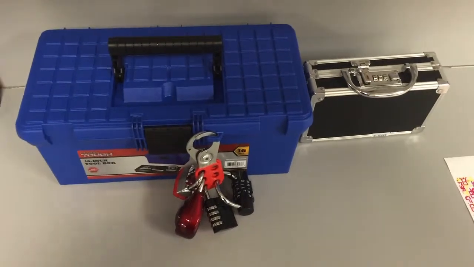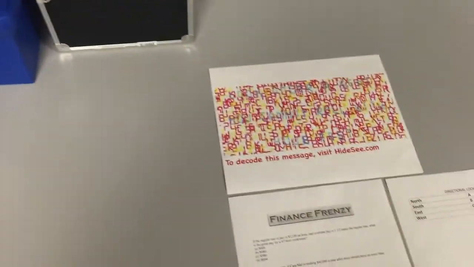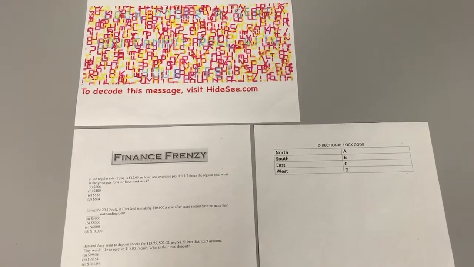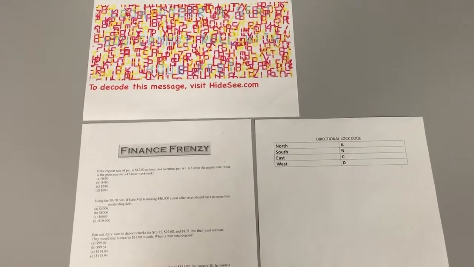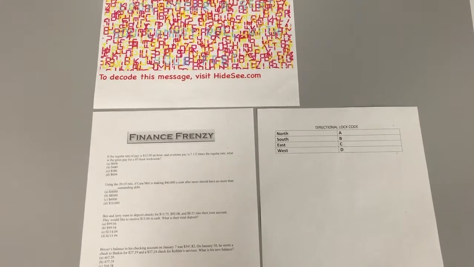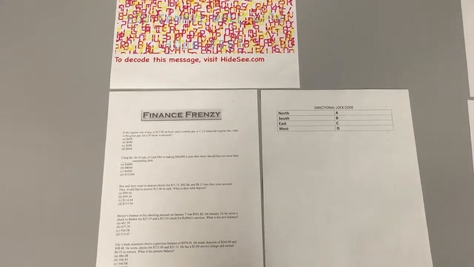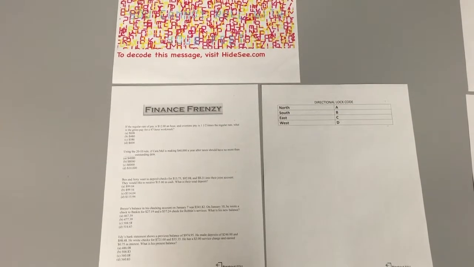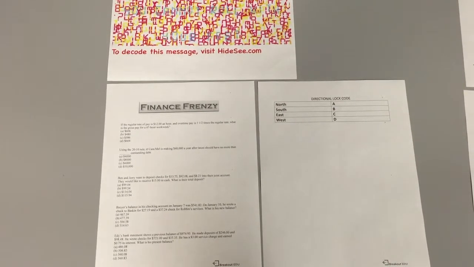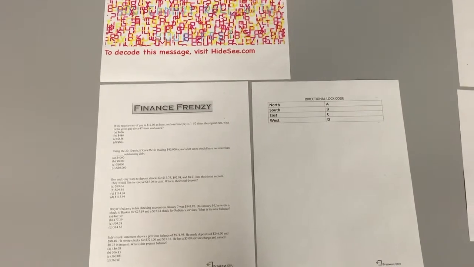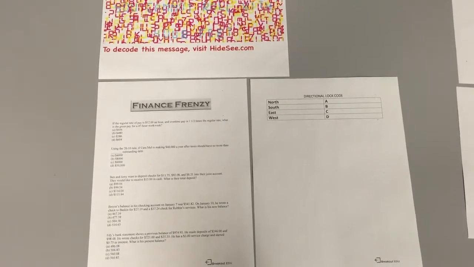The first puzzle is for the directional lock. A colorgram will be visible somewhere in the room. Students will use the Hide-See app to read the paper, which tells them a riddle that they need to look under a chair that does not roll for their next clue. Students will then look under the chair in the room to find a Finance Frenzy quiz taped to the bottom.